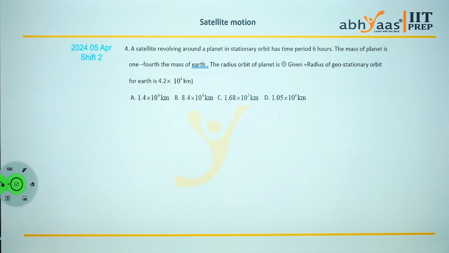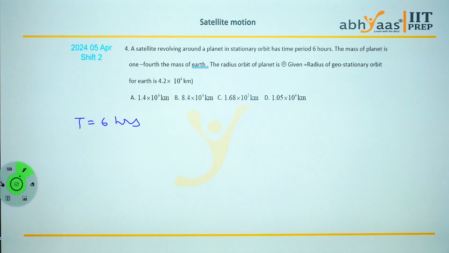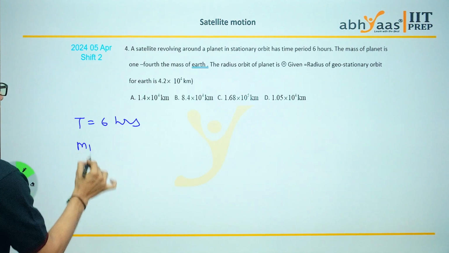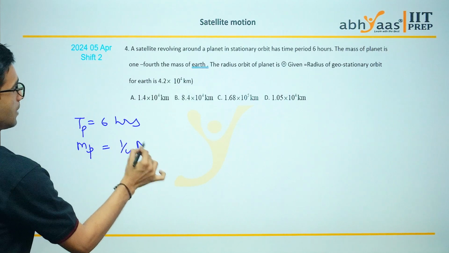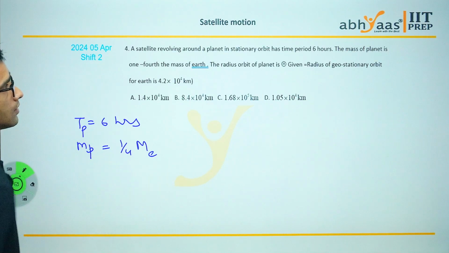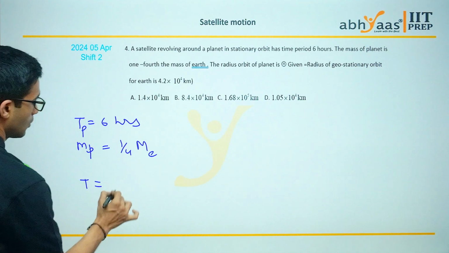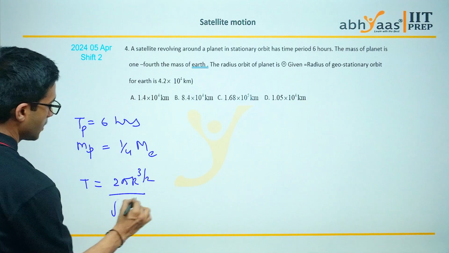Another thing, a satellite is moving in such a way that the time period is given. Okay, time period is 6 hours. So another one, the mass of the planet is 1/4 of M Earth. Okay, the radius we need to find. So you know T is equal to 2 pi r power 3 by 2 by root GM.